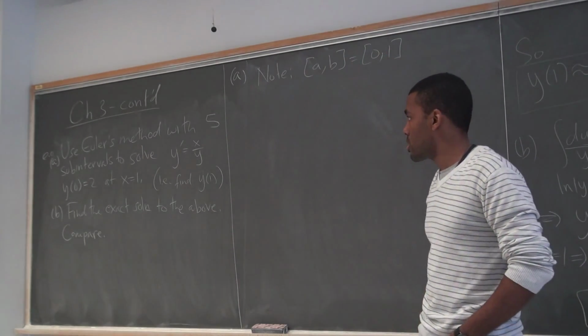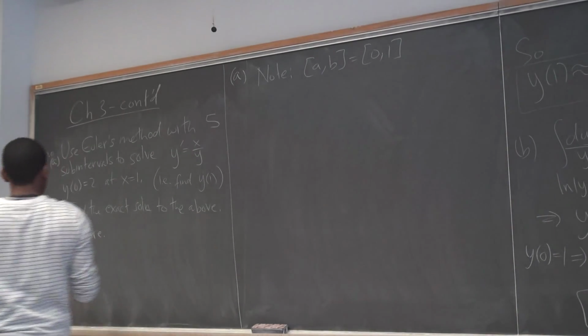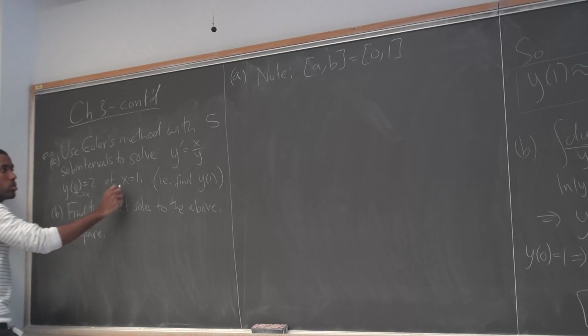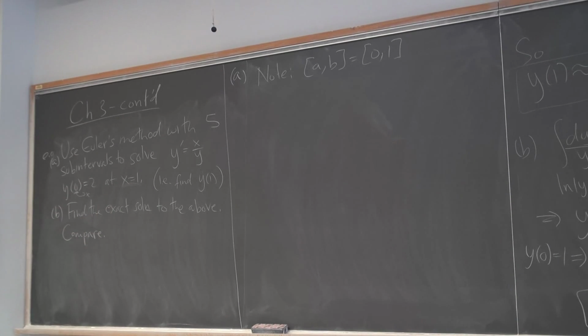We're given y of 0, right? 0 is the x value. And then I'm asked to figure out what it is at x equals 1. Remember, the interval is talking about the x values. That's a very important distinction. So the problem might not tell you the interval, but you should be able to read it and figure it out. Your initial condition x value is going to be the a, and where they're telling you to approximate, that x value is the b.